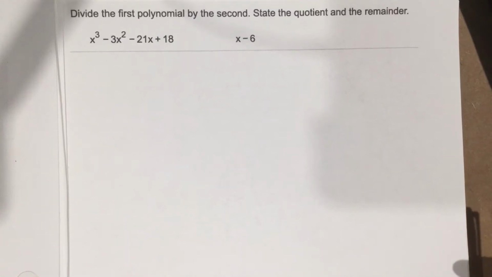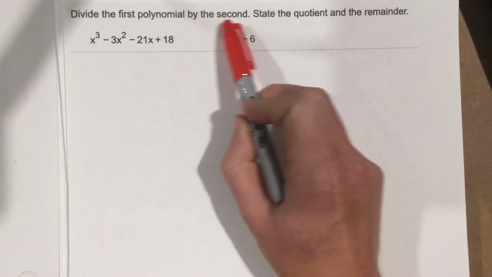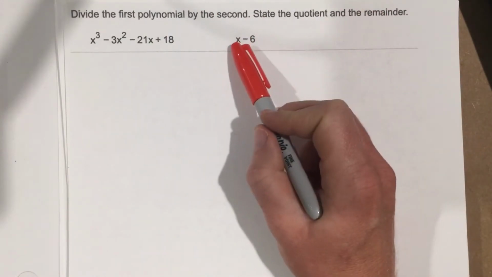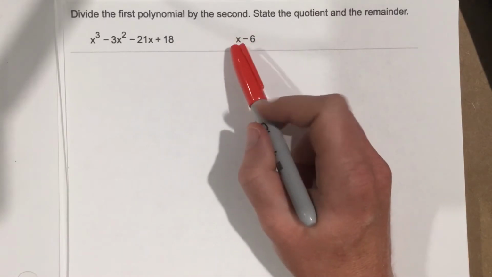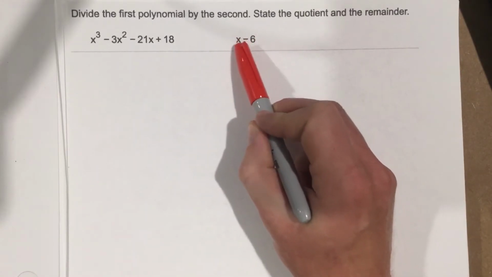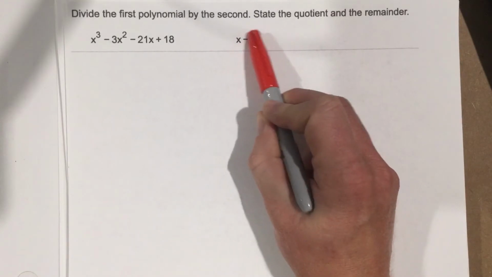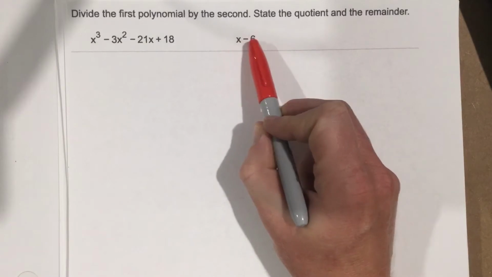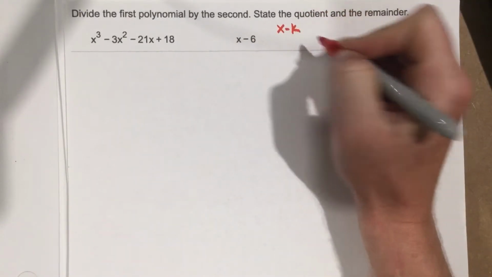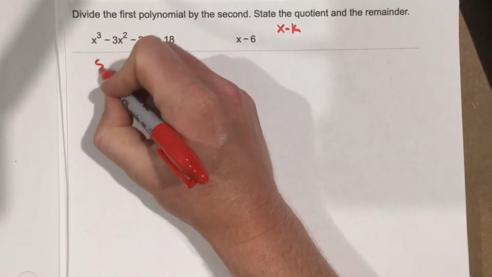This is problem number 3 from section 4.3. It says divide the first polynomial by the second. State the quotient and the remainder. Now you'll see our second polynomial is a binomial, and the binomial just has an x term. It's got a degree of 1. So because we have x minus 6, which resembles x minus k, we can use what's called synthetic division here. So we're going to use synthetic division.